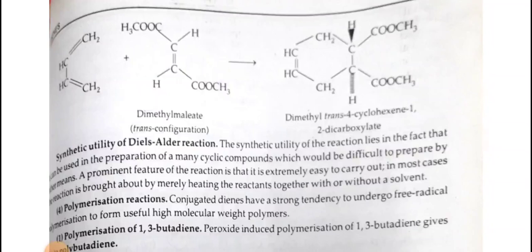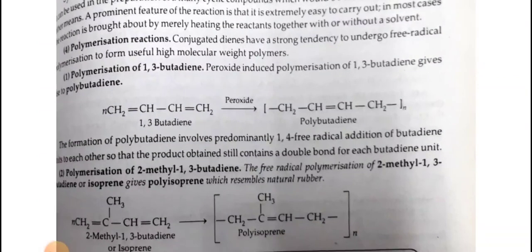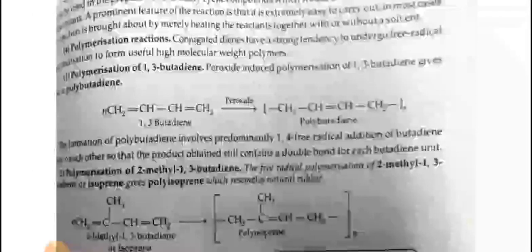Fourth, polymerization reaction. Conjugated dienes have a strong tendency to undergo free radical polymerization to form useful high molecular weight polymers. First, polymerization of 1,3-butadiene. Peroxide induced polymerization of 1,3-butadiene gives polybutadiene. The formation of polybutadiene involves predominantly 1,4 free radical addition of butadiene molecules to each other, so that the product obtained still contains a double bond for each butadiene unit.